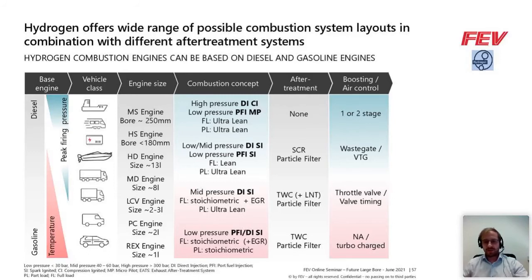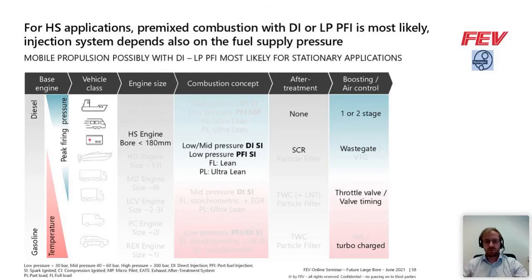If we are looking at the combustion system that we are aiming for, we can see lean or ultra lean combustion system is what we want to realize on the high speed engines. Therefore, the high peak firing pressure resistance with lower temperature resistance is suiting this kind of combustion quite well.